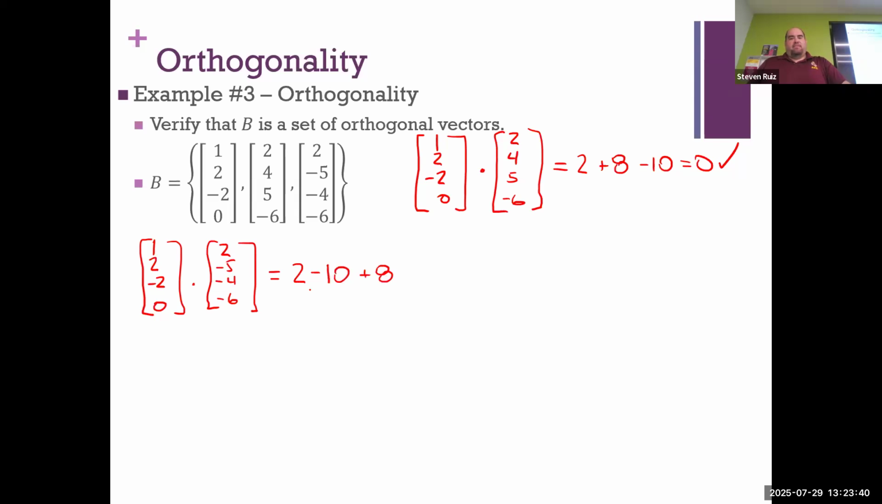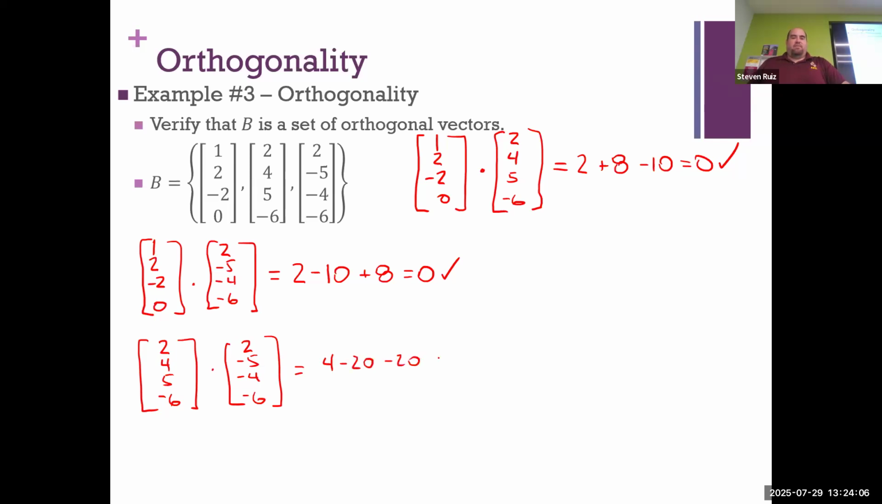Plus 8. Plus 0. Great. And finally? Second and third: 2, 4, 5, -6, and 2, -5, -4, -6. We got 4 minus 20 minus 20 plus 36. Is that 0? Yeah. Okay.